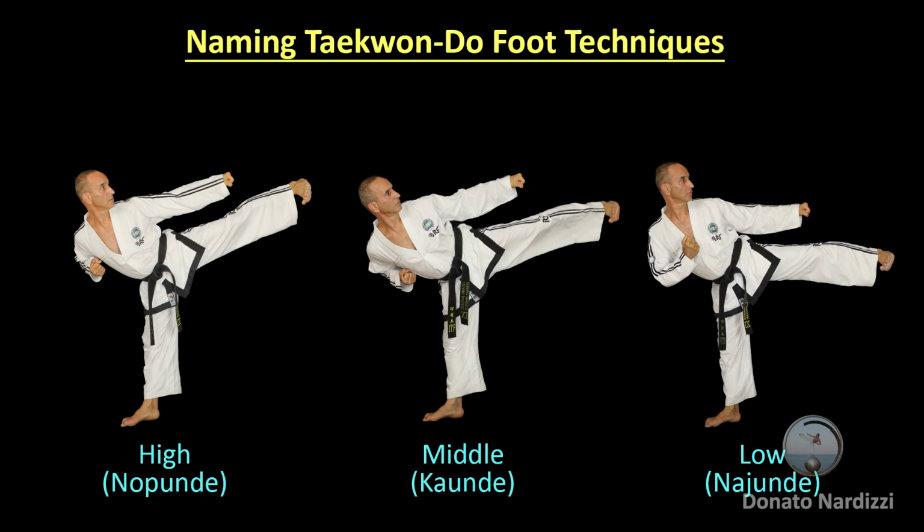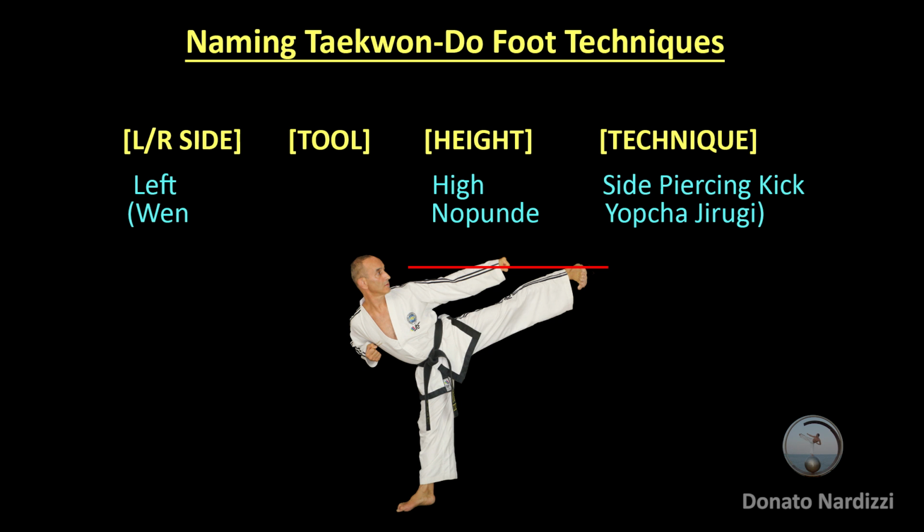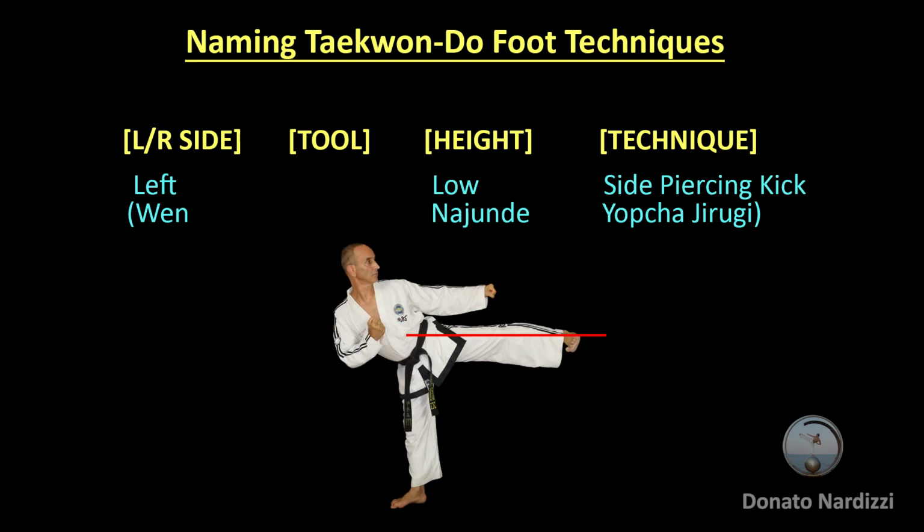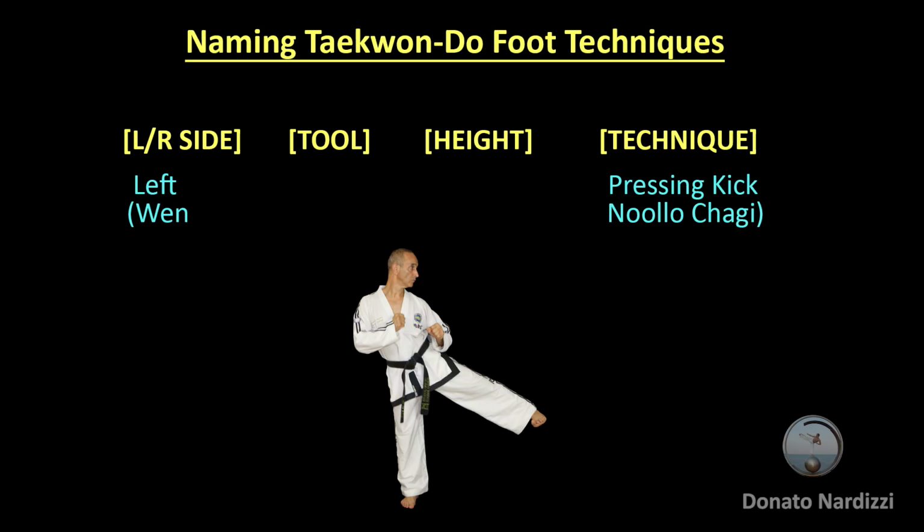Many kicks can be done at all three heights. For example, side piercing kick, yapcha chirigi. So you can have high side piercing kick, nopunde yapcha chirigi, middle side piercing kick, kaunde yapcha chirigi, and low side piercing kick, najunde yapcha chirigi. And there are some kicks that can only be done with one height, so you don't need to specify the height. For example, press and kick, nulla chagi. No need to specify whether it's high, middle and low, it's only one height.